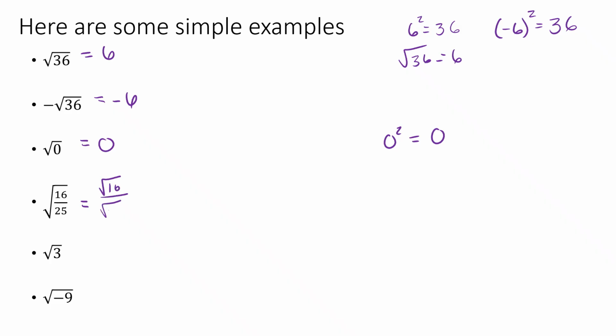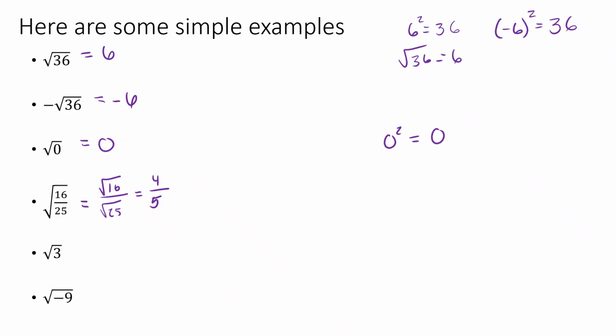If you are taking the square root of a fraction, you can actually take the square root of the numerator and the square root of the denominator. This is probably one of those things that we could prove in another video. We won't do it at the moment. So the square root of 16 is 4, and the square root of 25 is 5.